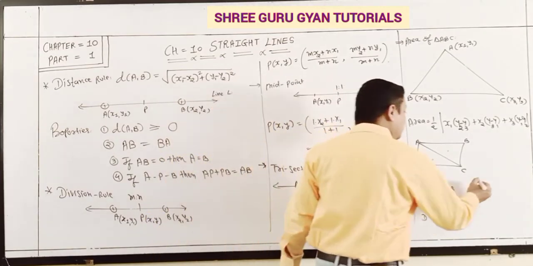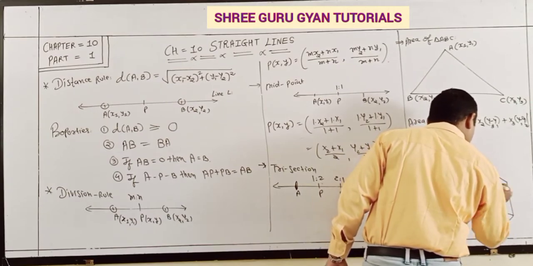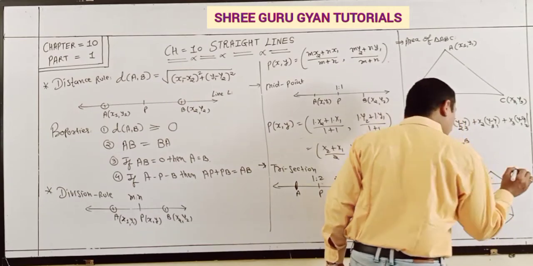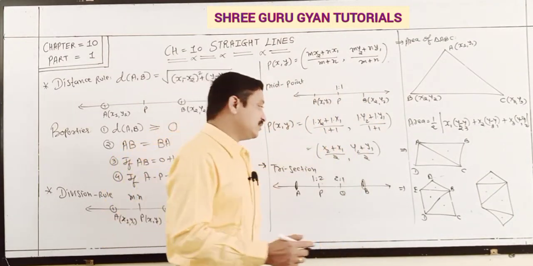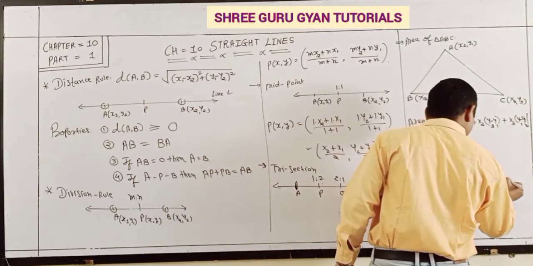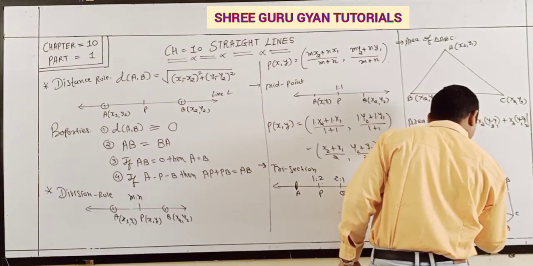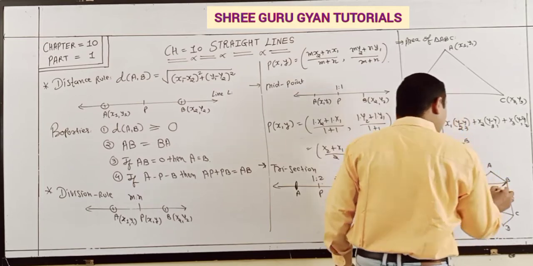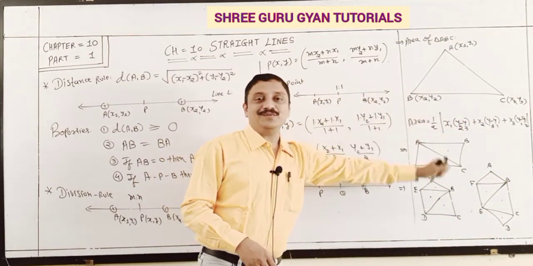Sometimes, students, a hexagon is given. So you can also use the area of triangle only 4 times, 4 different triangles you can make for A, B, C, D, E and F. And you can easily get the area using the triangle formula, and this value is ample.